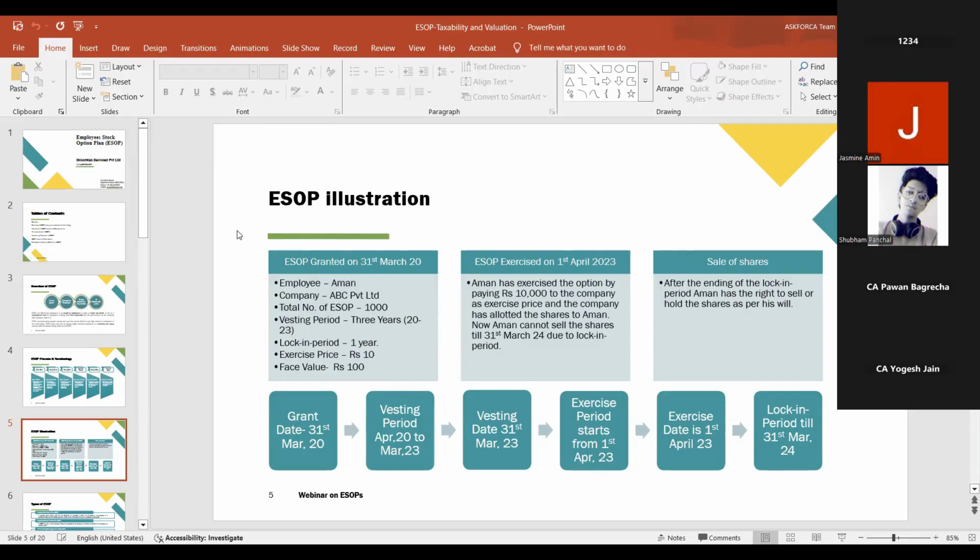Got one doubt from Sumit Aluwalia. Can a private limited company not registered as a startup grant ESOP? Startup registration is not mandatory. Any company can give ESOP. Now, as per the Companies Act, if the promoter or any director is already holding more than 10% of the equity, then the company cannot issue ESOP to that promoter or director.